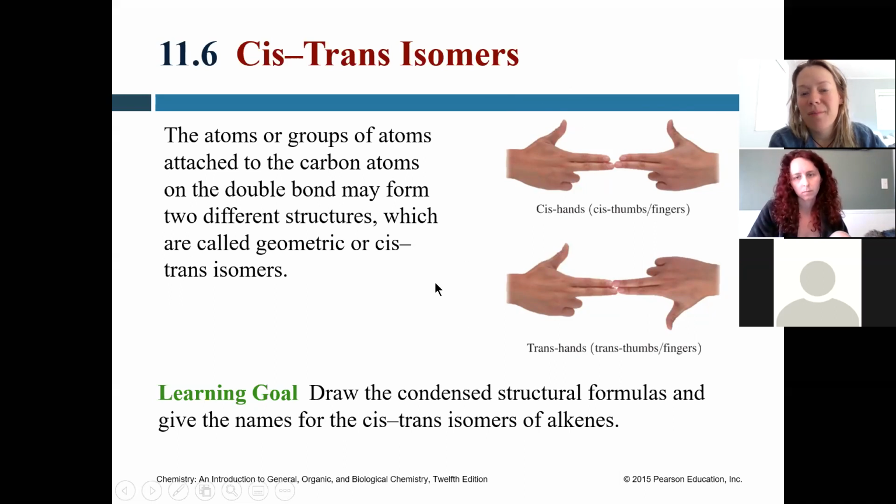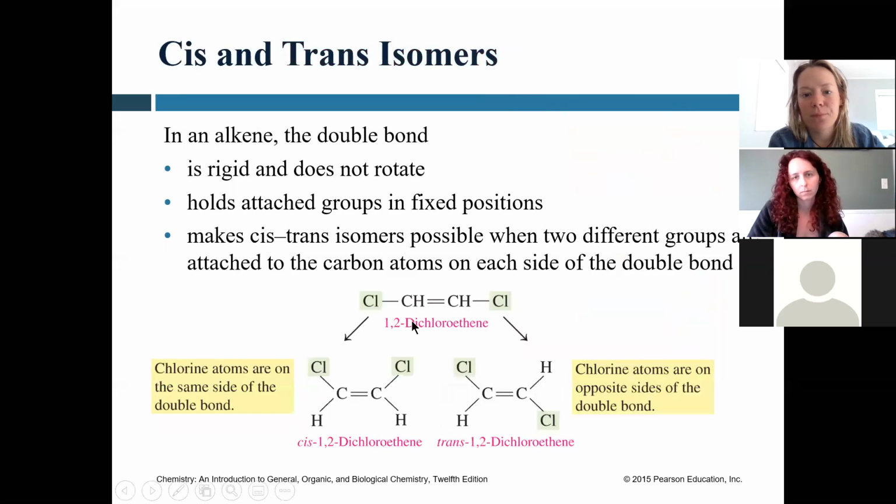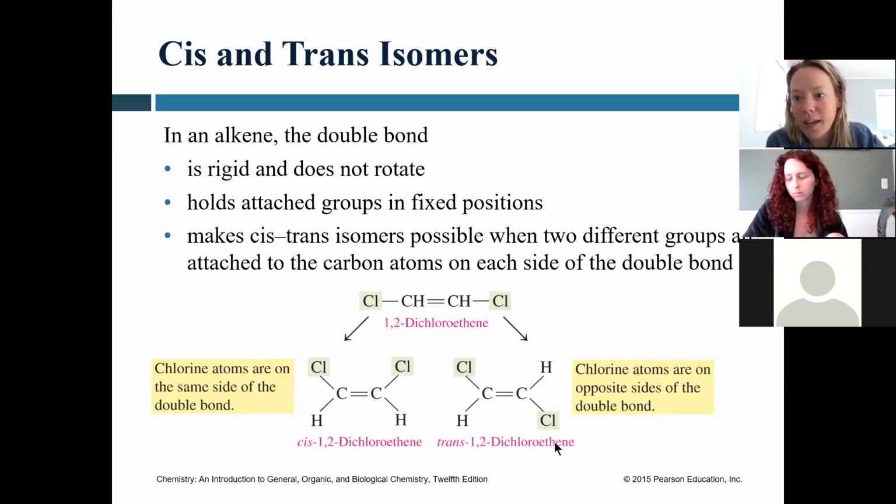So in some instances, you'll have to identify it as a cis or a trans isomer. Let's look at these here. So this is 1,2-dichloroethene. Now, 1,2-dichloroethene could be either cis 1,2-dichloroethene or trans 1,2-dichloroethene. When it's drawn like this, don't get freaked out. You can't tell if it's cis or trans, okay?